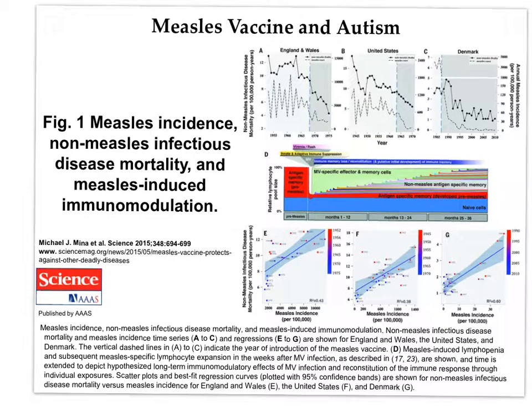Anyway, there's a lot of magical thinking around, including conspiracy theories. One of these conspiracy theories is the measles vaccine autism thing. Okay.